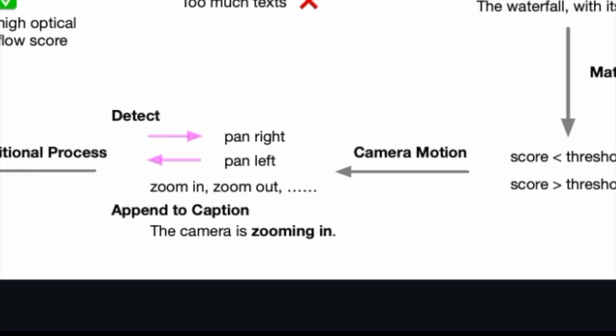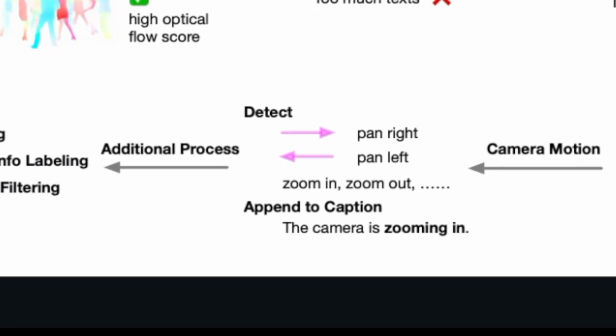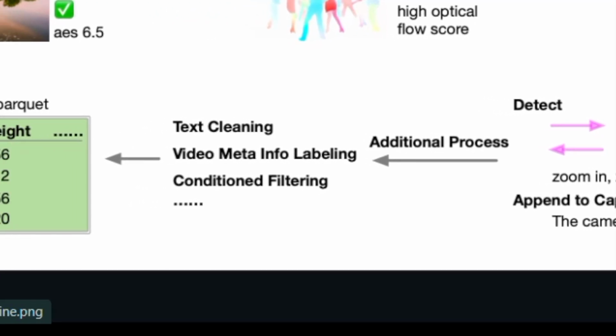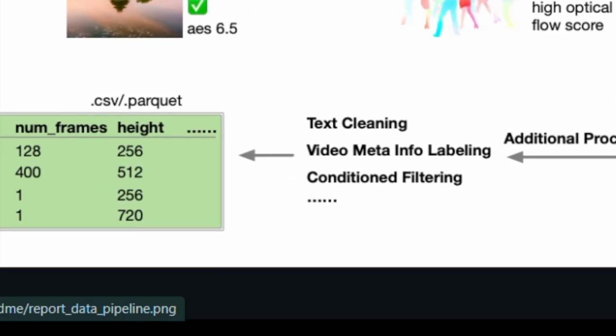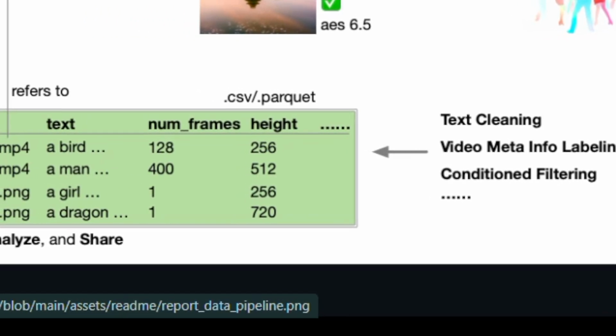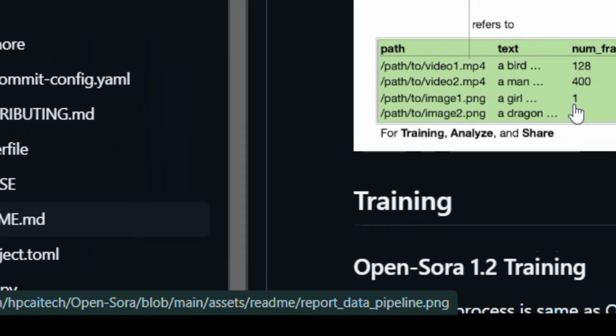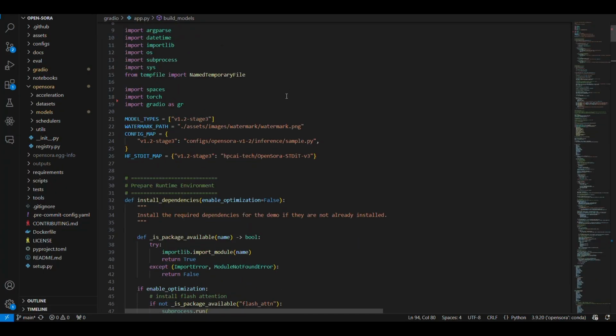And the seventh one is text cleaning and metadata processing. For video clips, additional processing steps are text cleaning, video metadata labeling, and conditioned filtering. The final output is the processed data, which can be images, videos, captions, and it is stored in a .csv or .parquet format. Now let's dive into the code.